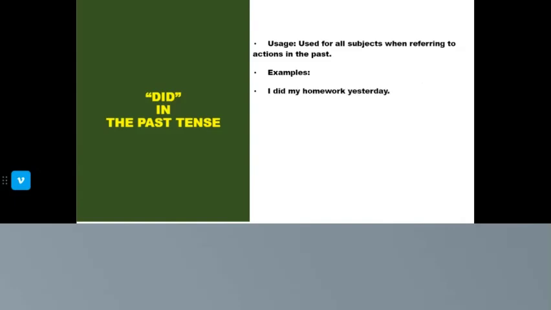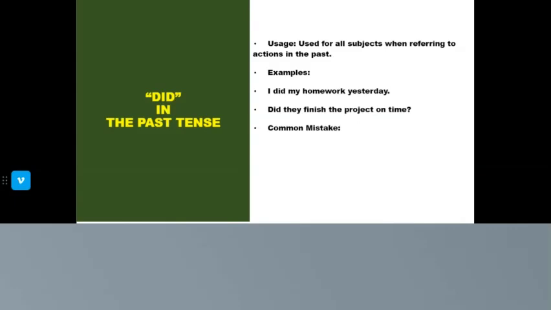Now let's look at how to use did in the past tense. Did is used to express or to report past actions. Now the usage is this. It is used for all subjects when referring to actions in the past. It doesn't select among subjects, whether singular or plural. It can always go. Examples. I did my homework yesterday. Did they finish the project on time? Then common mistake, you can as well say he did, she did, you did.